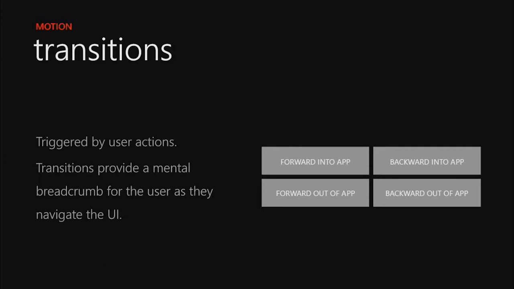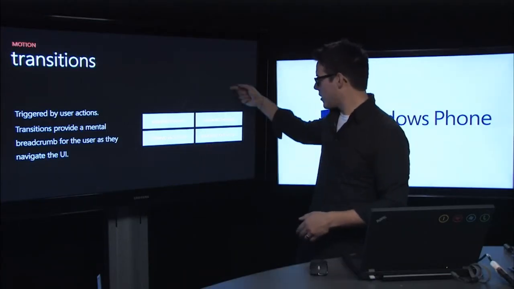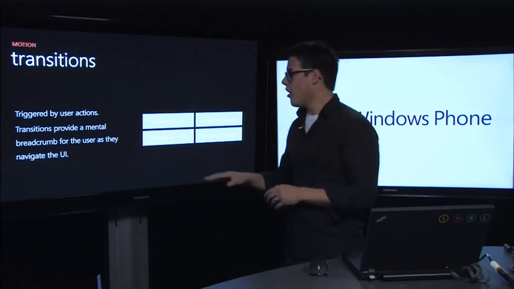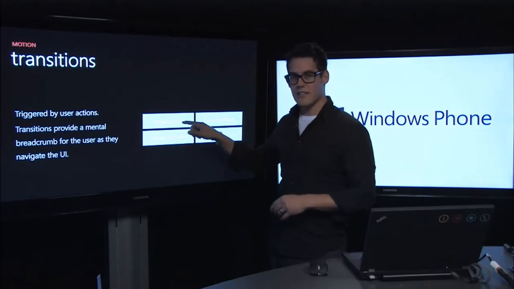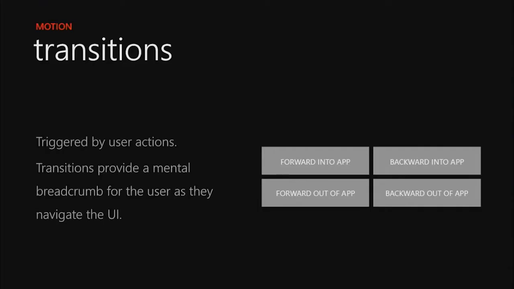So there's four different ways that you go into and out of a page. There's forward into an app, and then there's backward into an app, meaning you've gone beyond that app and you're coming backward. There's forward out of an app, so first forward into an app, then forward out. And then there is backward into an app, meaning hitting the back button and going in, and backward out of an app. Every single page on Windows Phone's navigations are animated in these four different ways. There's either forward in, forward out, backward in, and backward out. Think about all your applications in those contexts.